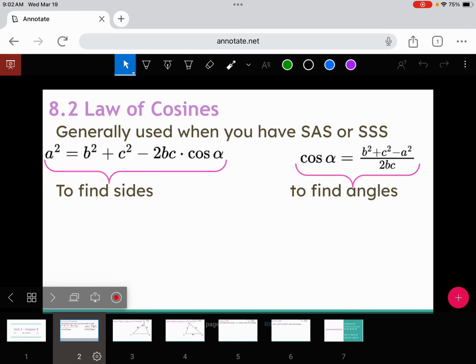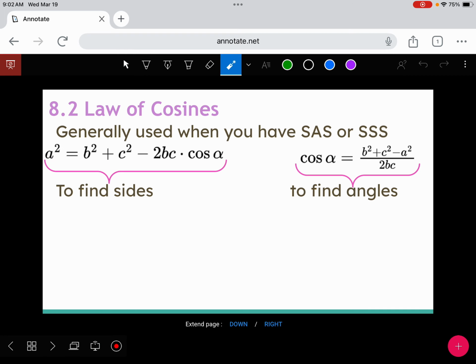did not have tons of formulas. This would be formula number 2. Literally, they are the same thing. It's just this one is solved for a squared, so it's solved for a side. This one is solved for the cosine to find the angle. So it's all about being able to solve the triangles.